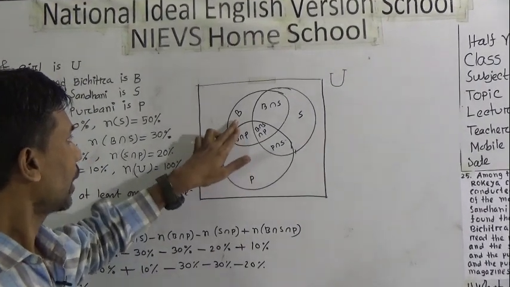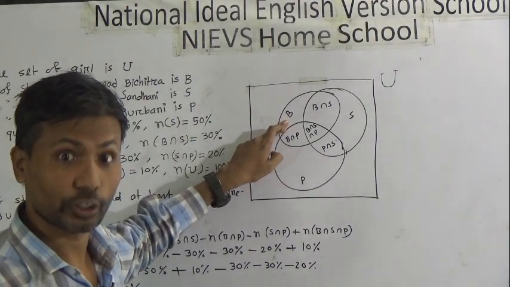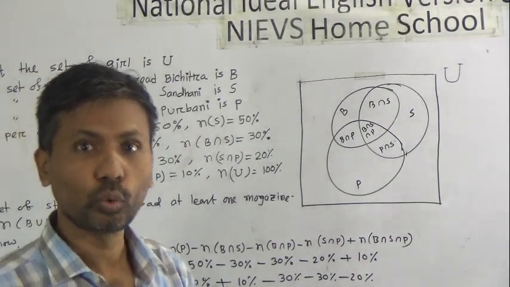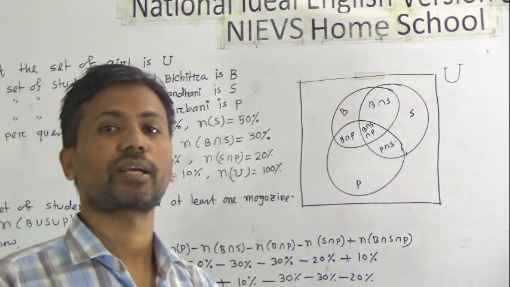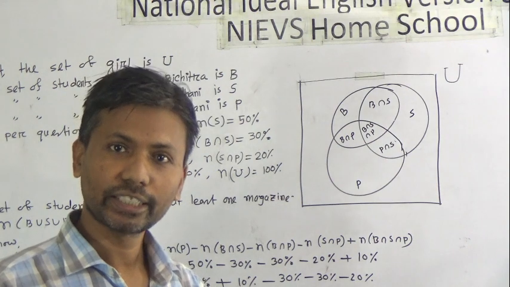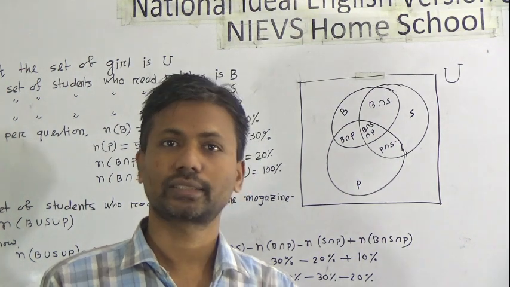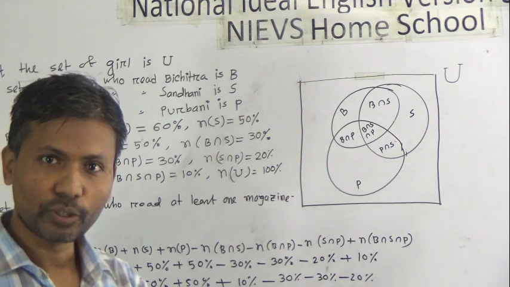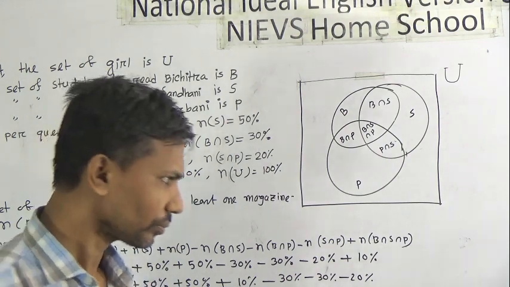Look, the student who reads Bichitra does not mean that they do not read any other magazines. But when I say any student reads only Bichitra magazine, then this means that student does not read any of the other magazines. Okay? So this is the difference between only reads and just reads. Look, student, you see the question.